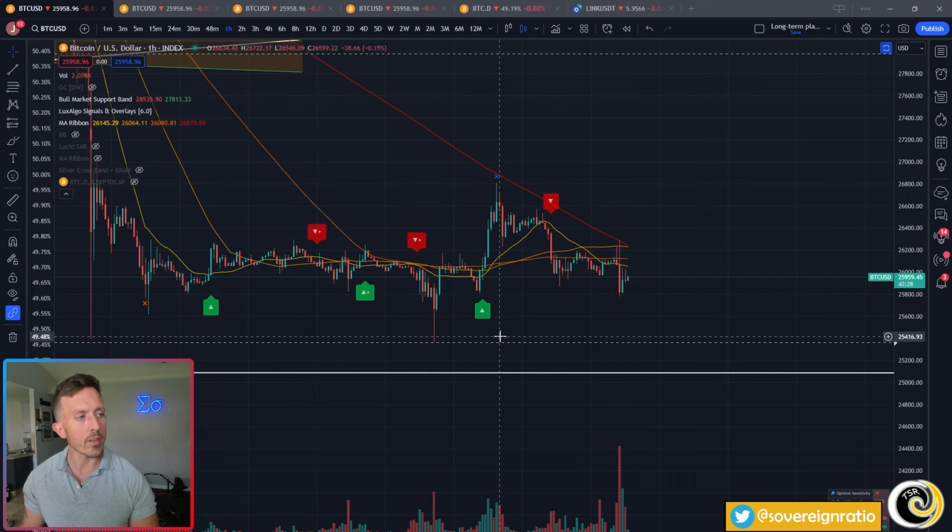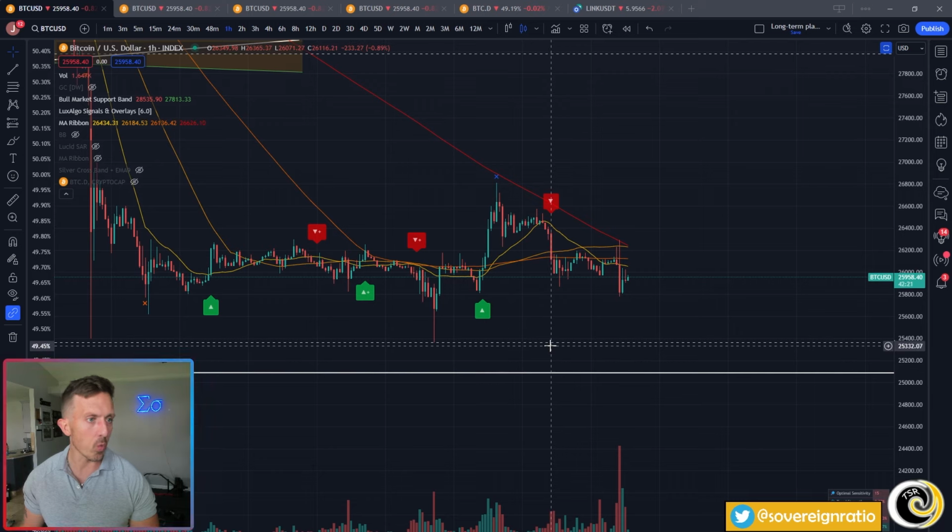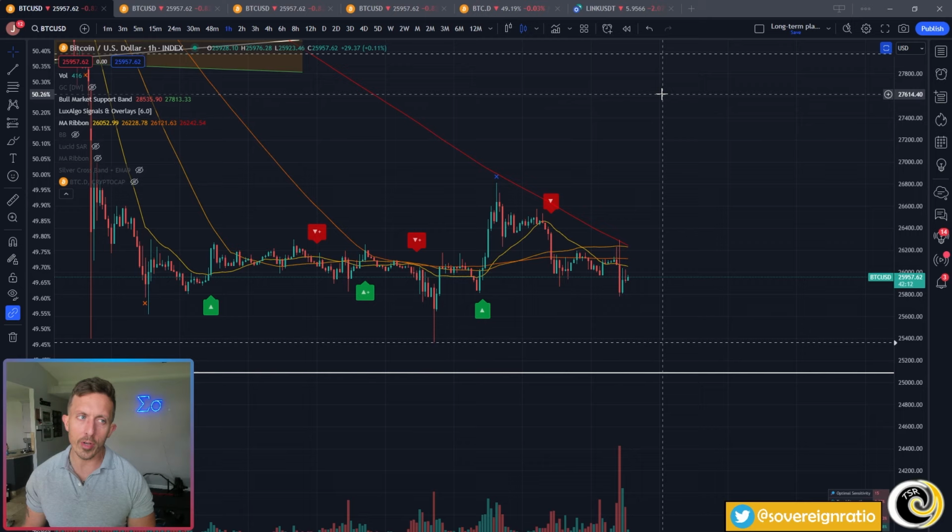I wouldn't be surprised if we saw something else right here. People have a stop loss from this long right here. Let's say the stop loss is at 25.3. I could see another movement down to 25.3 to pick up all those stop losses before a move back up, because I do think Bitcoin looks pretty solid here for a bounce.